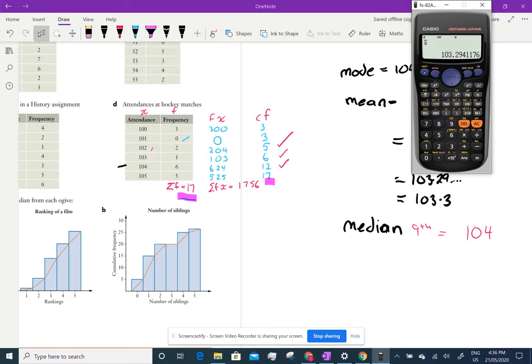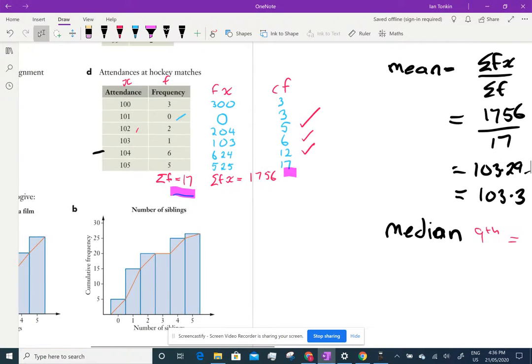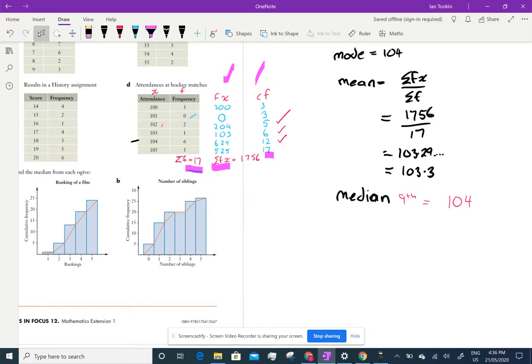103.29. But let's find the median, shift stat, for... Oh, it's not that one. Shift stat. I want number 5. I want the median, number 4. And there's 104. So you can see, you can do it using the frequency. That's why we have these columns, to calculate these measures of central tendency. And that's why we get these things. But our calculator will do it for us.